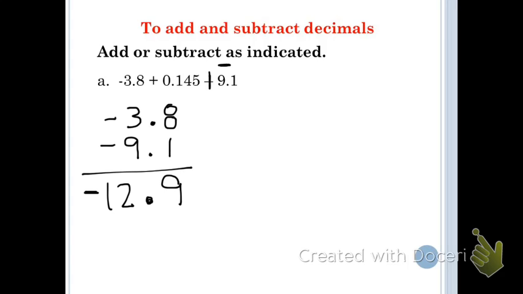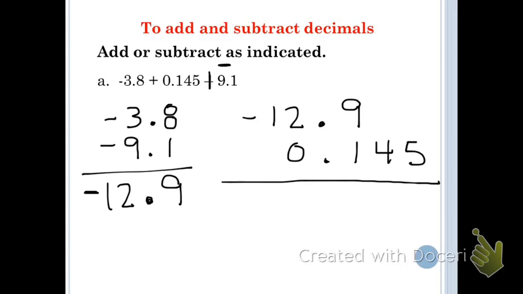So I need to add that to the 0.145. And since the absolute value of negative 12 is greater than 0, the negative 12.9 will need to be on top. And the 0.145 will be on the bottom. I'll need to put some placeholders behind the 9. And my signs are different, so I'm subtracting.